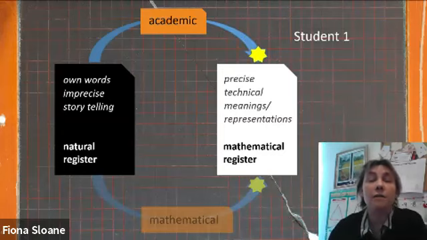Revoicing is fantastic. This is a little correction. It won't upset them too much. It's just a bit of fine tuning.